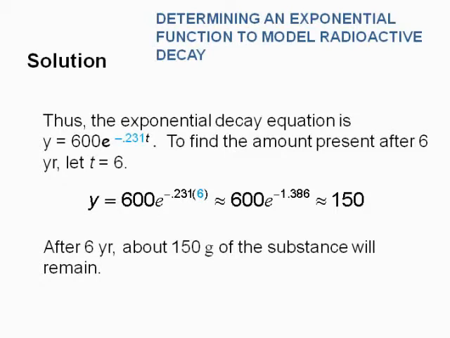So now we can use this, based on the given information, and project down the line. After 6 years, plugging 6 in for t, and again, make sure your calculators are in the right mode, we should get about 150 grams of the substance will remain after 6 years.